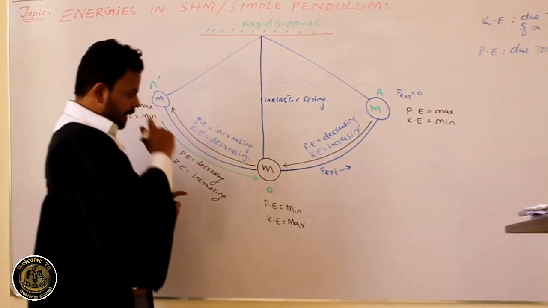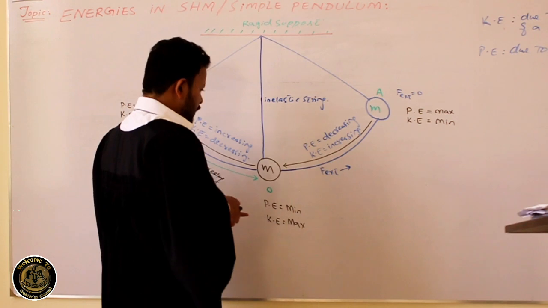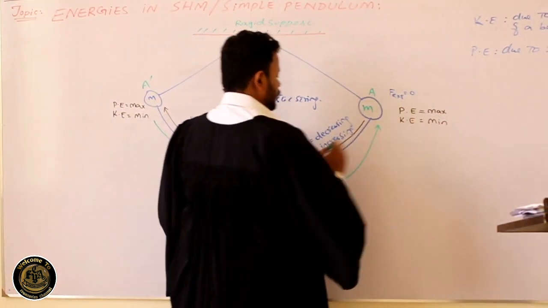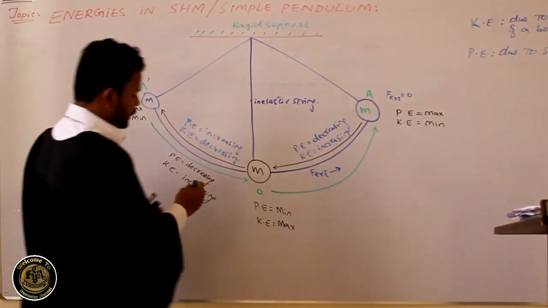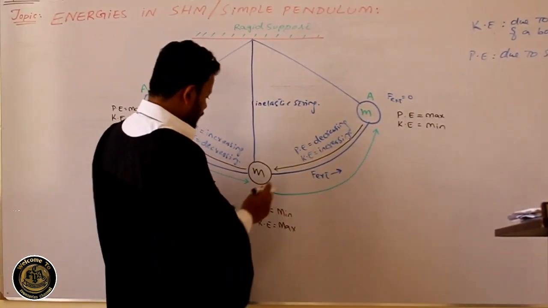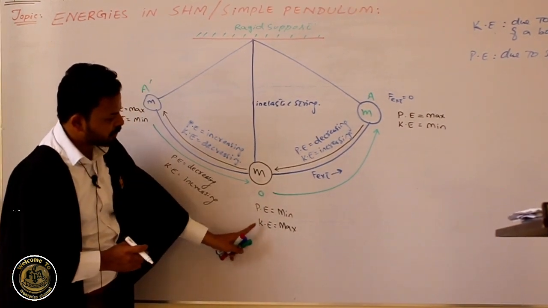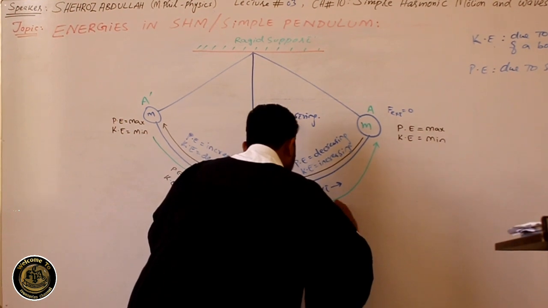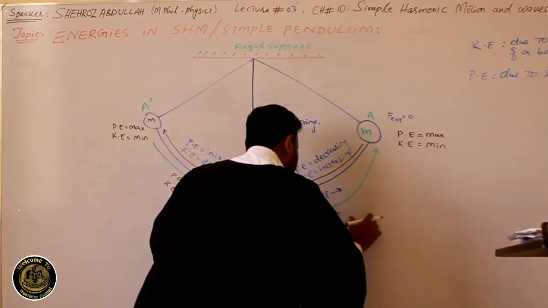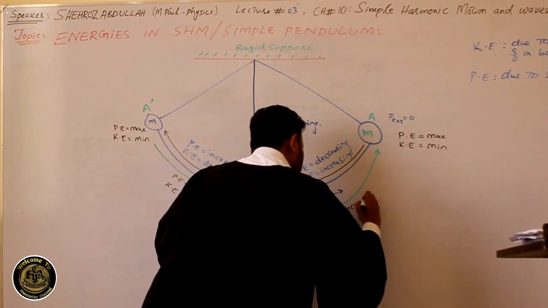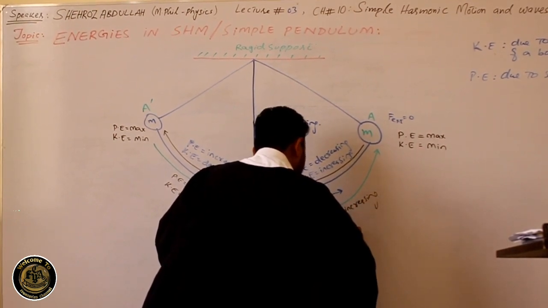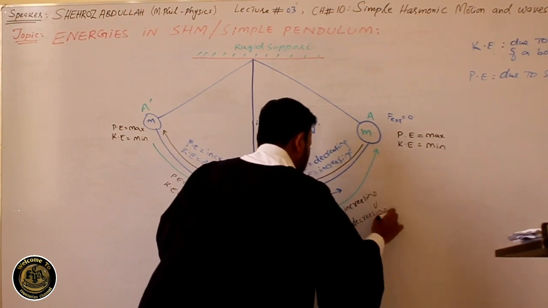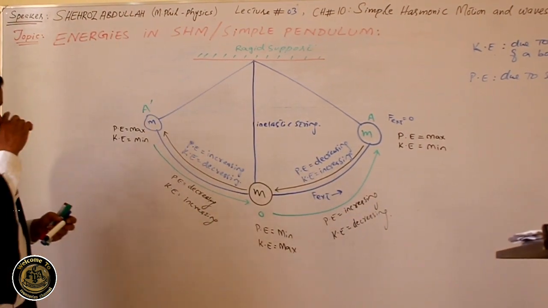Now, when the body is moving from point O to A, look, what will happen? At mean position the potential energy was minimum and kinetic energy was maximum. So potential energy will start increasing and kinetic energy starts decreasing.